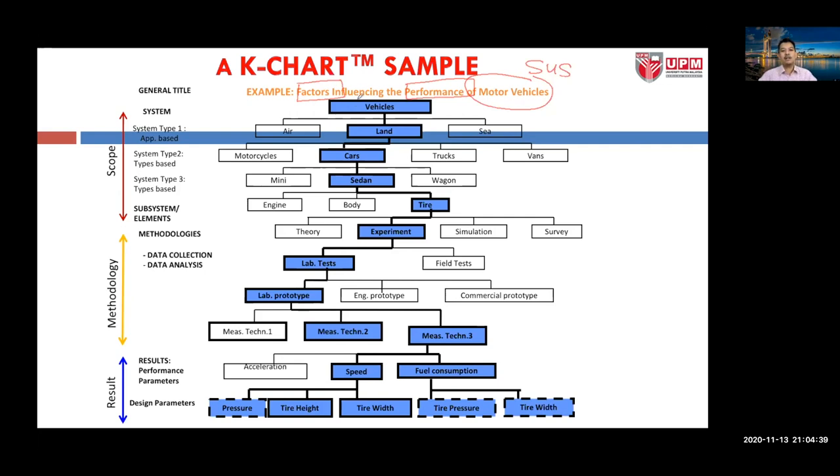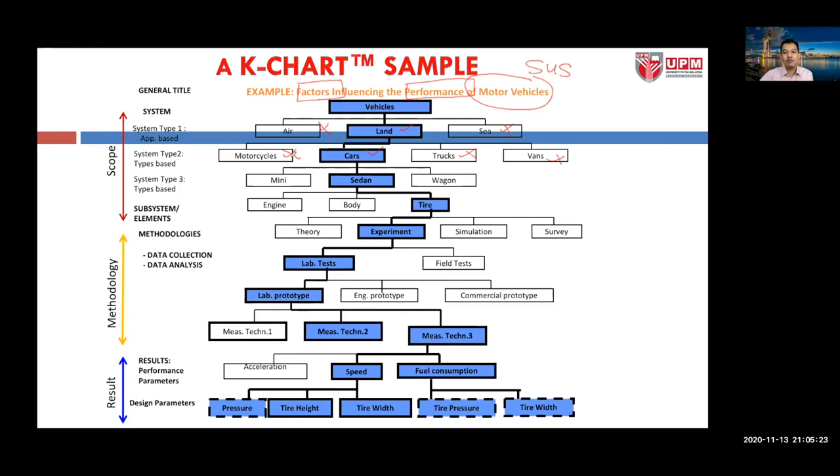Looking at the system, the top one is vehicle, of course. When we talk about vehicles, it can be air vehicle, land vehicle, sea vehicle, maybe space vehicle, and so on, right? But this particular researcher chose only land vehicle. They just ignore air vehicle and sea vehicle. They just focus on land vehicle. What are the land vehicles available? You can have motorcycles, cars, trucks, vans, and so on, right? But they only focus on cars.